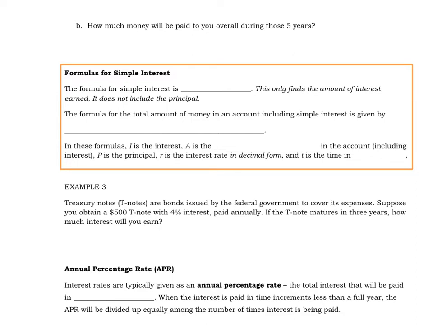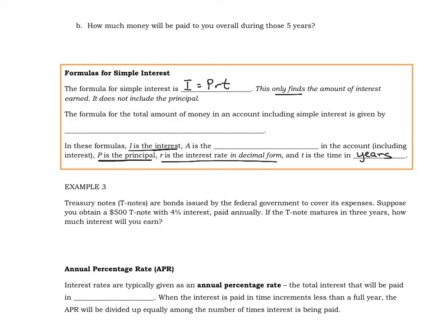formulas for simple interest. The formula for simple interest is I equals P R T. In these formulas, I is the interest. We're going to talk about A later. P is the principal, that's the amount that you're either borrowing or investing. R is the interest rate in decimal form, and T is the time in years. So interest equals principal times rate times time.